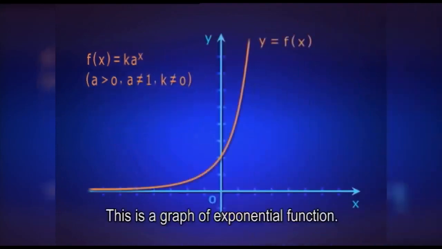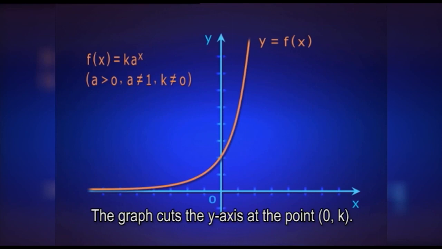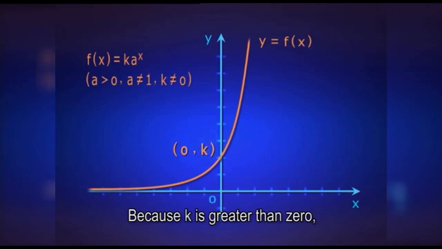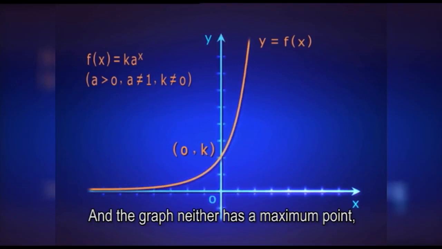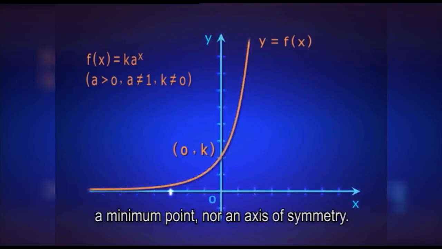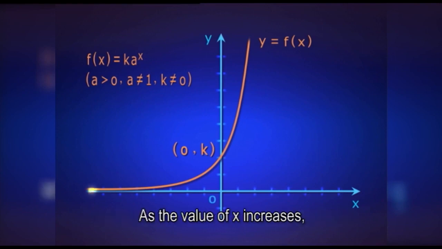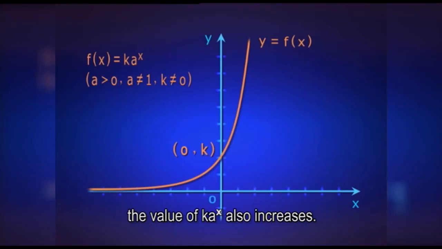This is a graph of an exponential function. The graph cuts the y-axis at the point (0, k). Because k is greater than 0, the graph lies above the x-axis, and the graph neither has a maximum point, a minimum point, nor an axis of symmetry. As the value of x increases, the value of k times a to the power x also increases.